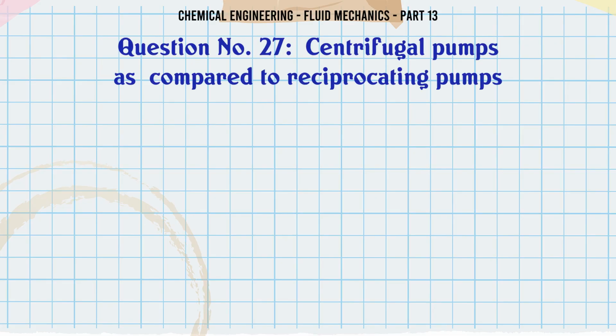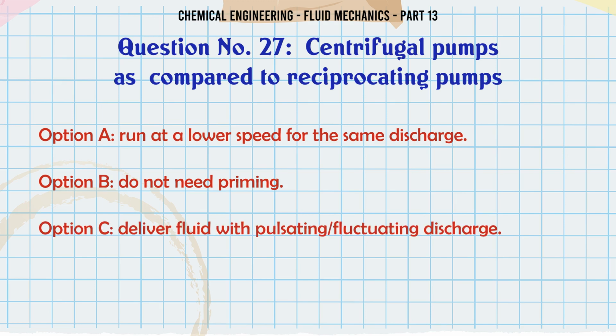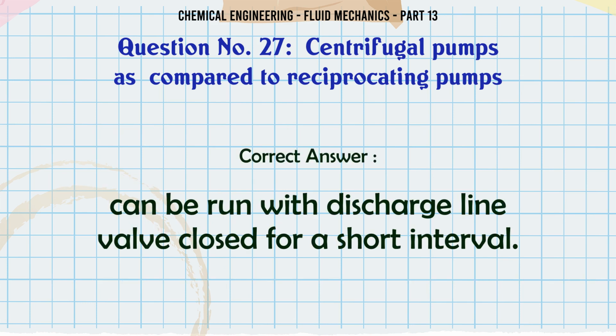Centrifugal pumps as compared to reciprocating pumps: A. Run at a lower speed for the same discharge. B. Do not need priming. C. Deliver fluid with pulsating, fluctuating discharge. D. Can be run with discharge line valve closed for a short interval. The correct answer is can be run with discharge line valve closed for a short interval.